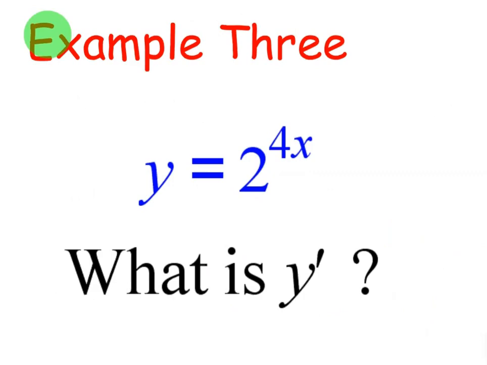Okay, now that we've looked at trig functions and cubic functions and other functions, we are now going to take a look at an exponential function. Now, do we have a function within a function? Again, this is chain rule. The answer is yes. We have an exponential, 2 to the some power, and then we have 4x inside of that, which is a linear function.